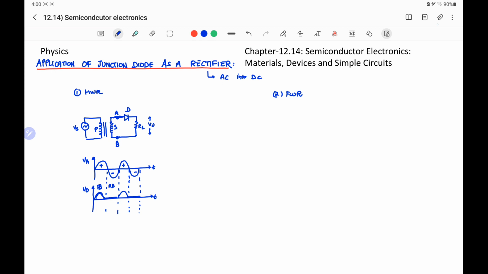From the diagram, we can say that the frequency of the input voltage and the output voltage will be the same. If the frequency of the input voltage is suppose 25 Hz, then the frequency of the output voltage will also be 25 Hz. If the input voltage has time period T, then the output voltage will also have time period T. The equation of the output voltage is Vm, the maximum or peak voltage, into sin omega t.